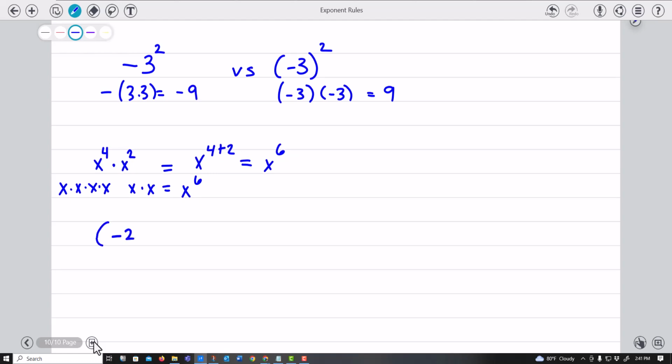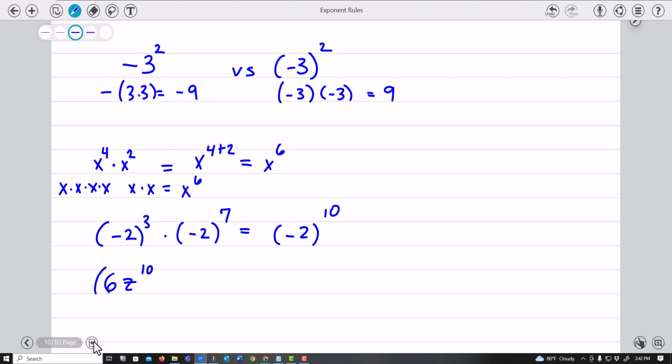Works with numbers, of course, as well. If I have -2 to the 3rd power multiplied by -2 to the 7th power, I can rewrite that as -2 to the 10th power. 3 plus 7.